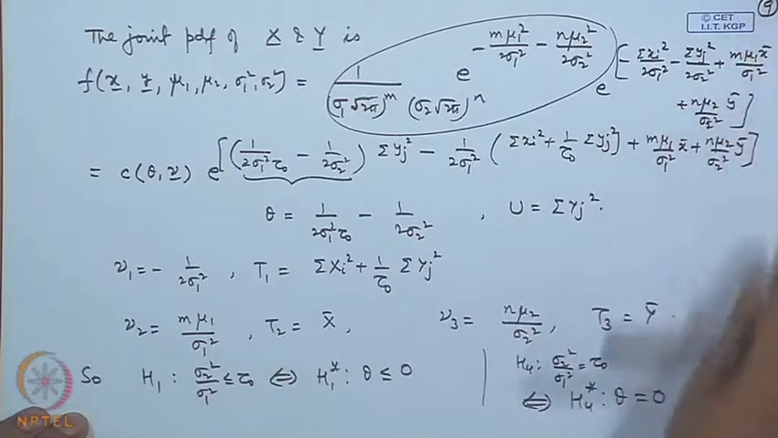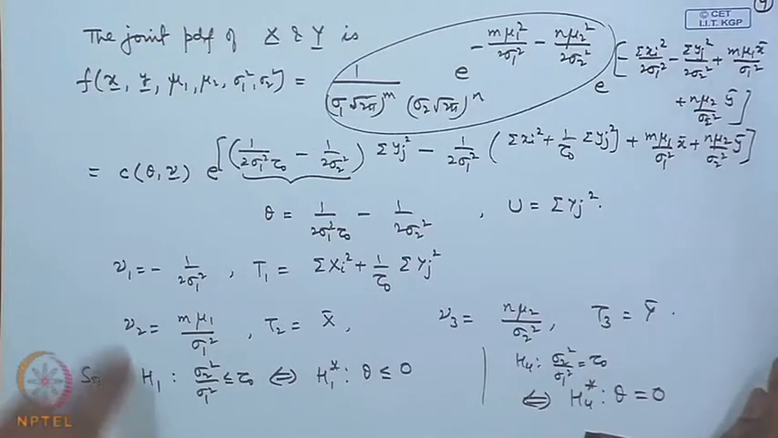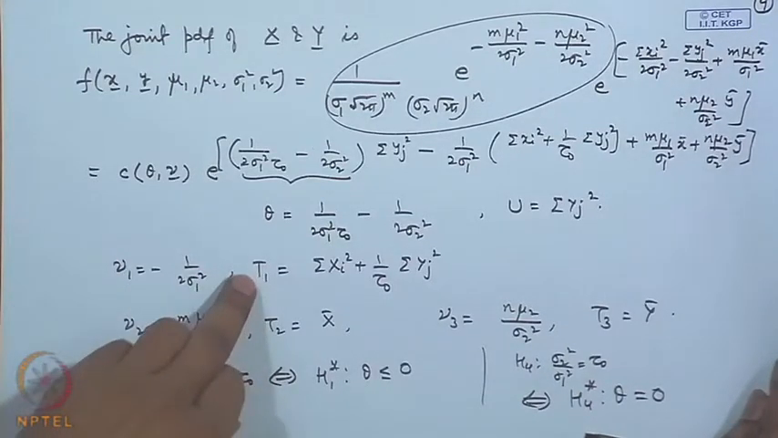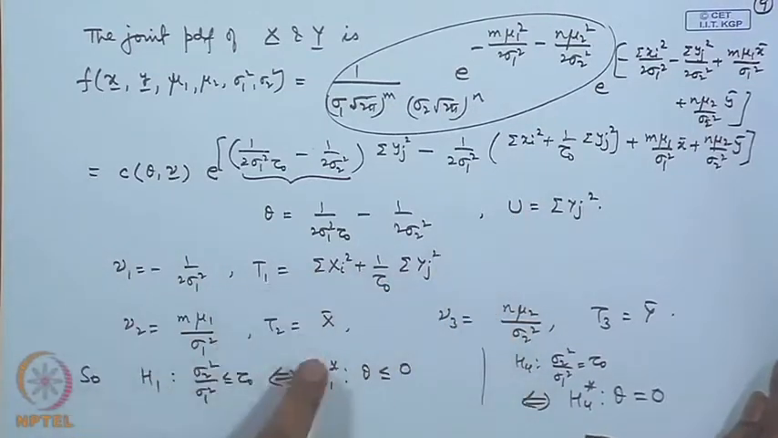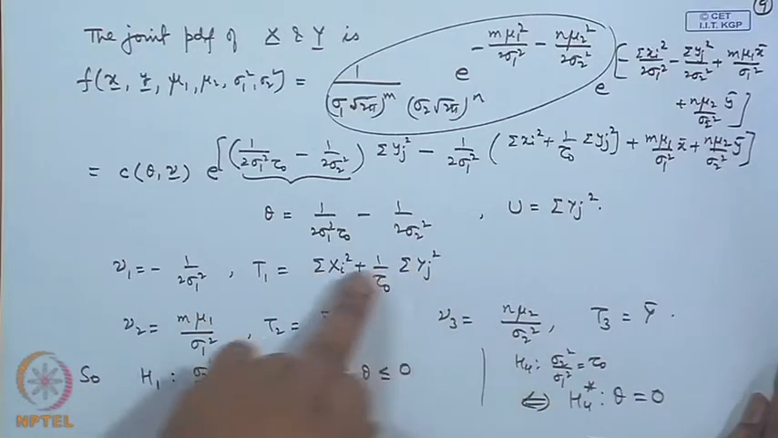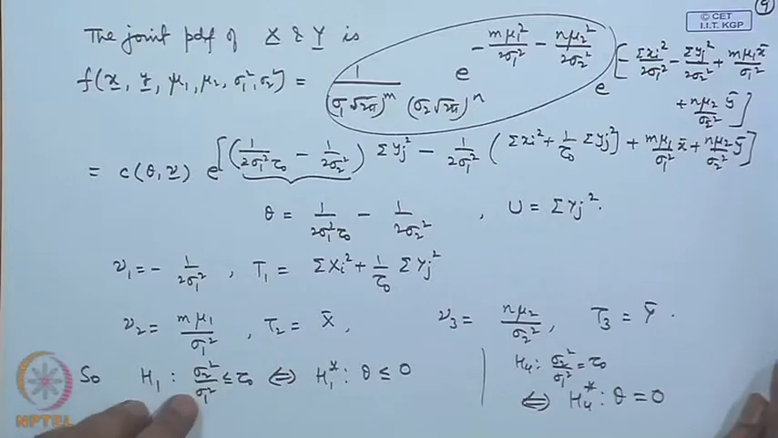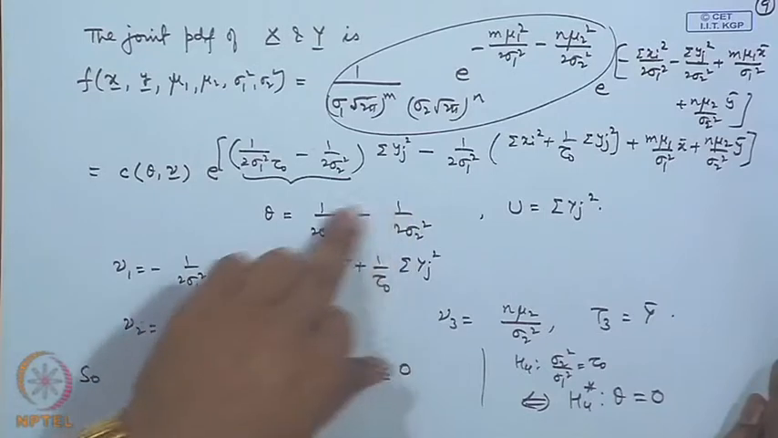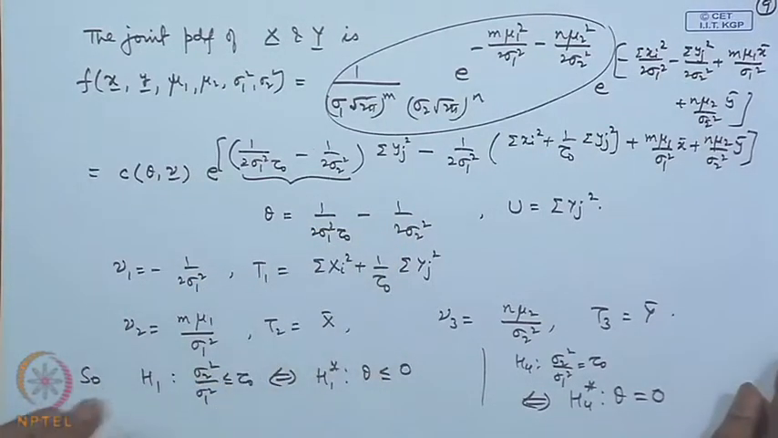However, those UMP unbiased tests, if I use theorem 2, will be conditional tests of U given T 1, T 2, T 3. So, this conditional distribution will be quite complicated, even when I am taking sigma 2 square by sigma 1 square equal to tau naught. So, this will be quite a complicated form. So, what do we do? We apply theorem 3.